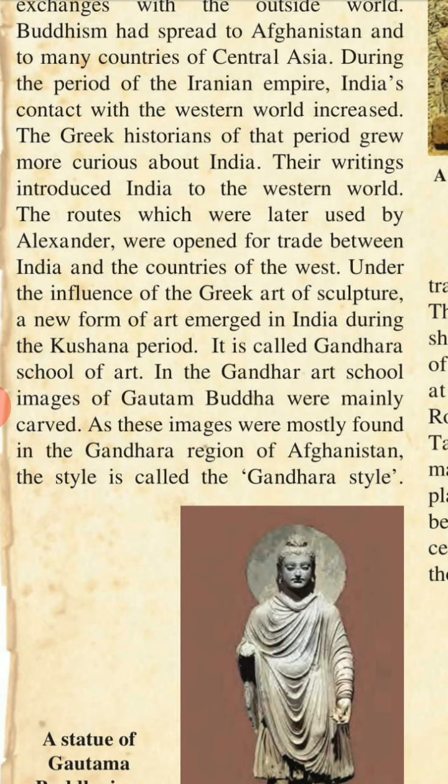Under the influence of Greek art of sculpture, a new form of art emerged in India during the Kushana period. It is called the Gandhara school of art. In the Gandhara art school, images of Gautam Buddha were mainly carved. As these images were mostly found in the Gandhara region of Afghanistan, the style is called Gandhara style.